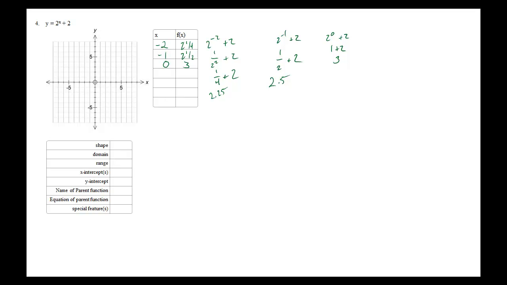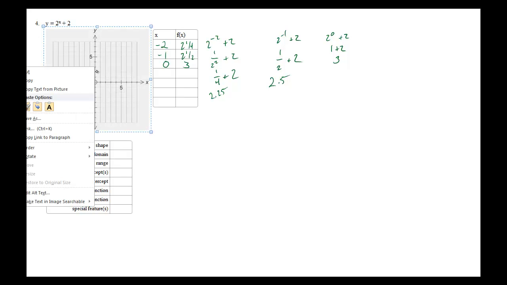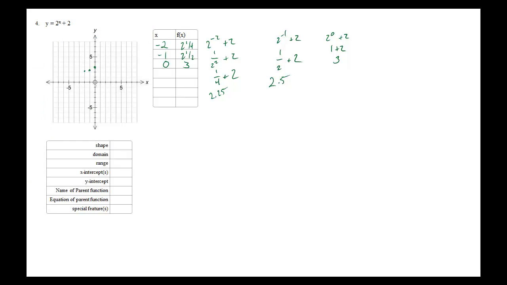And I'm going to go ahead and put these points on here. So I got negative 2, 2 1/4. So negative 2, 2 1/4. So a little bit more, just a little bit more. Just like that, right? And then we go to x equals negative 1, 2 1/2. So I go negative 1, 2 1/2. So about right there. Okay, that's a little bit higher than that one, but it's still halfway in between those two. Alright, and then we go to 0, 3. 1, 2, 3. There we go.